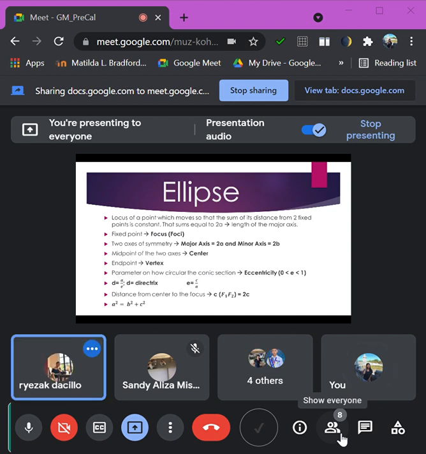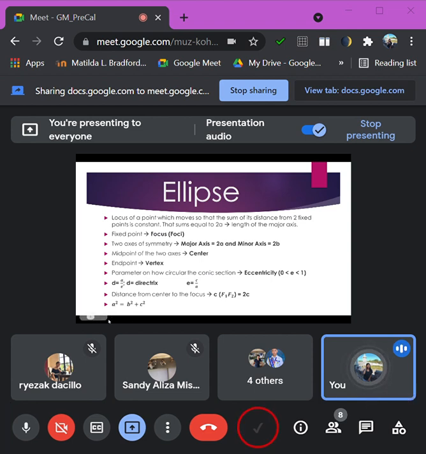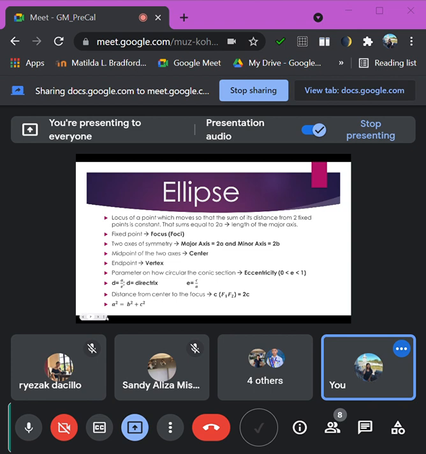Locus is a part of a locus of a point which moves so that the sum of its distance from two fixed points is constant. That sum is equal to 2a, length of the major axis. Okay, thank you, Decilio. So we have there when we say ellipse, that is the locus of a point which moves so that the sum of its distance from two fixed points is constant.